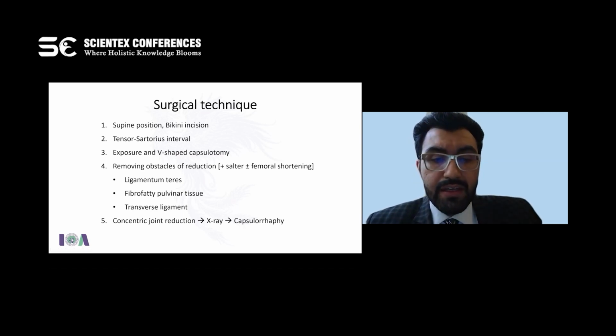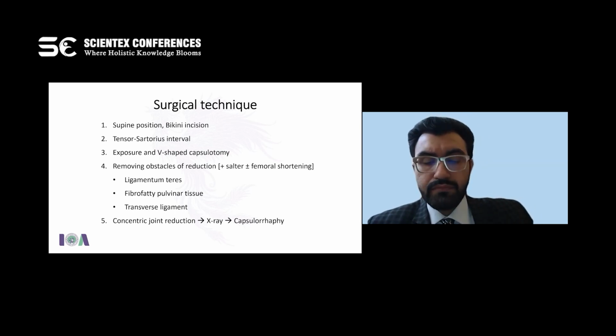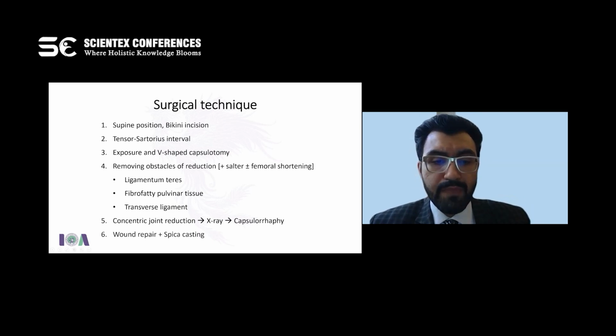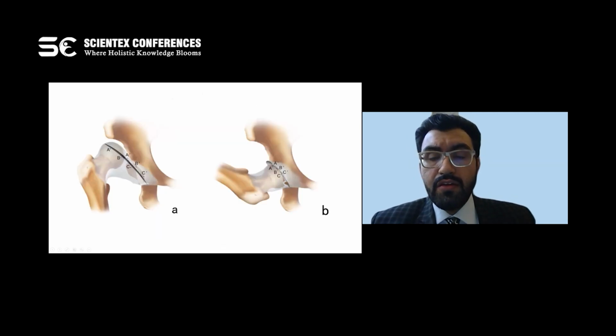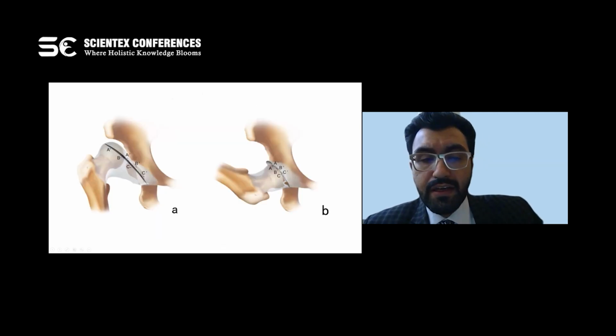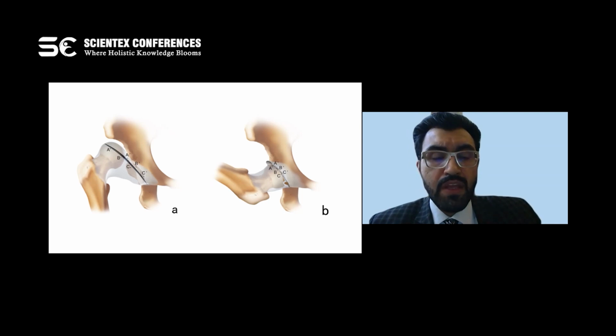After gaining a concentric joint reduction, and just before performing capsulorrhaphy, we performed a simple AP fluoroscopy of the hip joint and determined the medial joint space there. And then we performed the capsulorrhaphy and repeated the X-ray. At last, we performed wound repair with 6 weeks of spica casting, which was switched to 4 weeks of broomstick casting in the future.